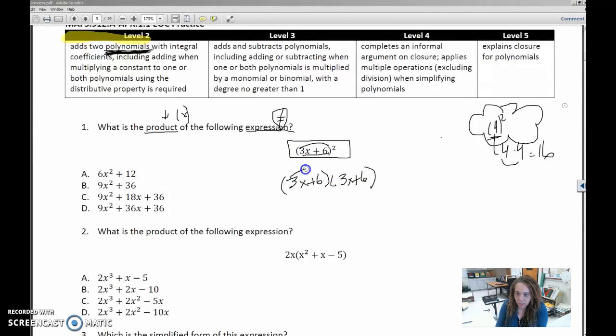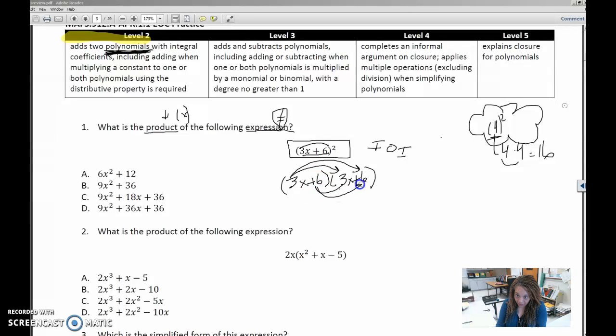I'm going to use my first terms. Boom. And so I got my first terms. I got my outer terms. First and outer. So it's this 3x is the first term in this set. 3x is the first term in that set. And then the outer, 3x is the outer term and 6 is the outer term. So I'm going to match those up. Then I'm going to use my inner terms. That's 6 times 3x. And then my last terms.